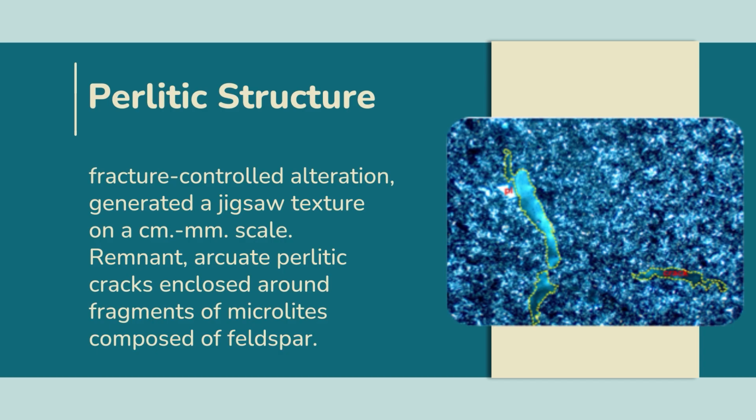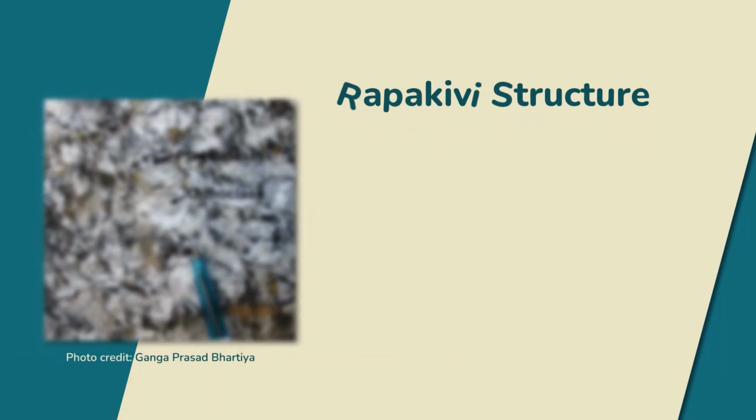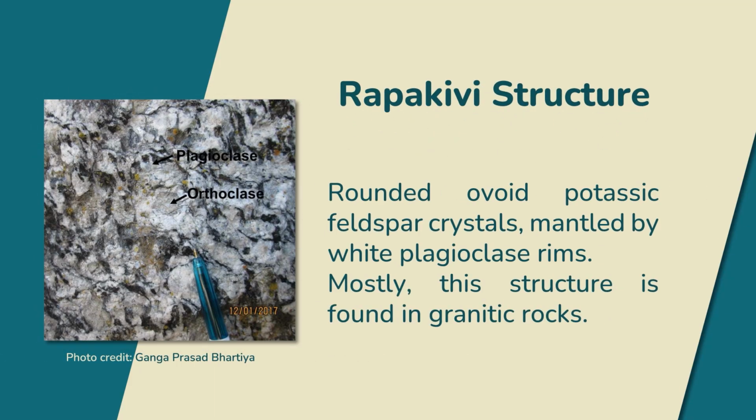These microlites are lying here, and in between these microlites you have a perlitic structure. The very common structure which can be seen not only in volcanic rocks but even in the plutonic rocks is the Rapakivi structure. What is Rapakivi structure? It is a rounded ovoid potassic feldspar crystal. This is a rounded orthoclase crystal here, mantled by white plagioclase rims. These are the white plagioclase rims. Mostly this structure is found in granitic rocks.